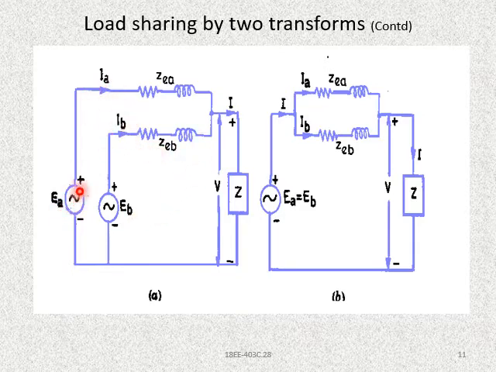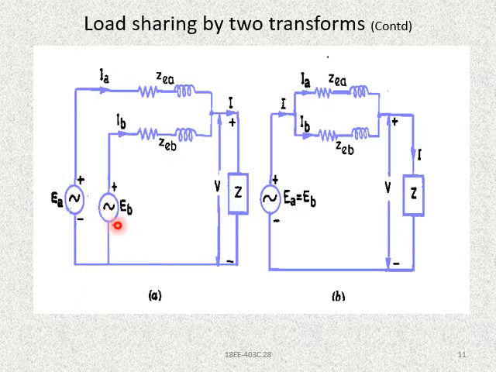Here, the first transformer is inducing an EMF of EA, and the second transformer is inducing EB. Negative to negative, positive to positive, the same polarity connected, so they are in parallel. The first transformer EA is inducing the current IA and has an equivalent impedance of R and X, that is ZEA. ZEA is the equivalent impedance of transformer A.